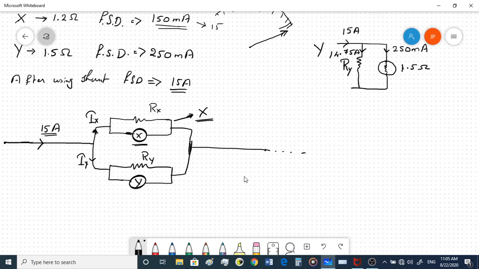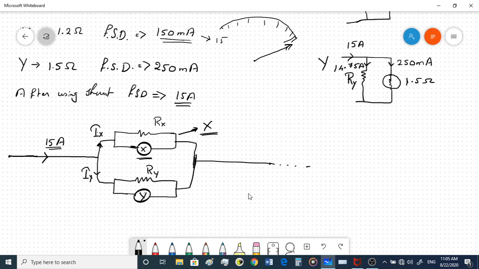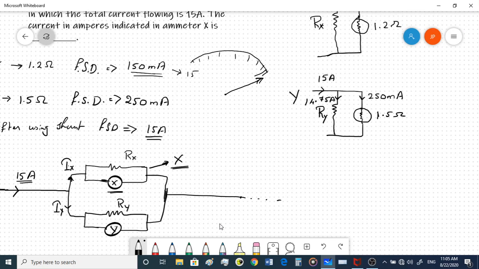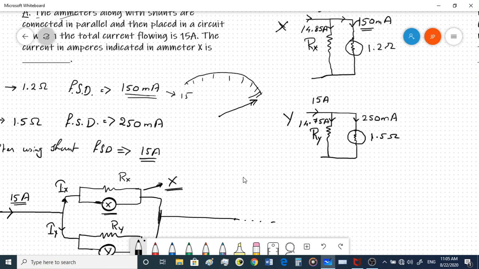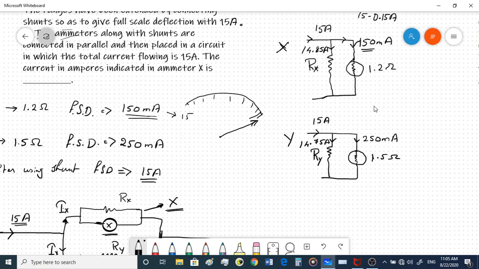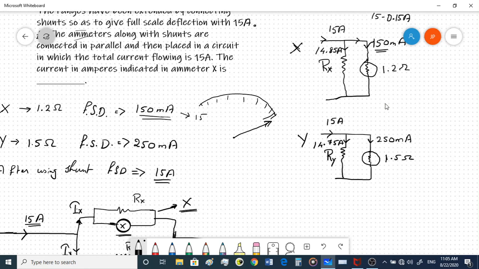So let's calculate this value. Now first what we'll do is that we'll first calculate what is the value of Rx and Ry in this case. So to have a deflection of full scale deflection at 15 amperes, what should be the value of Rx and Ry? So this can be done in different ways. Either you can use the current division rule. That is, what you will do is that you can give the equation for what is the current through this branch or through this branch, any of the branch.